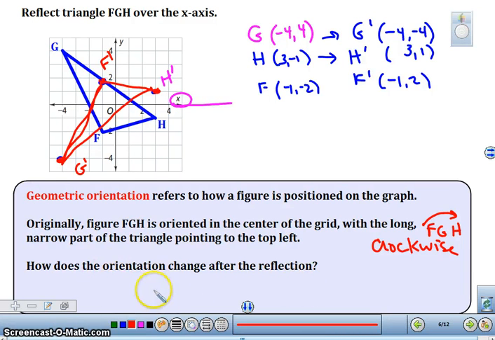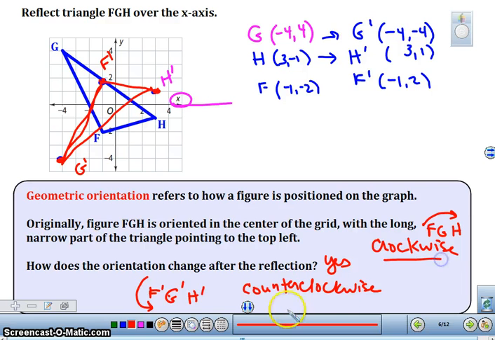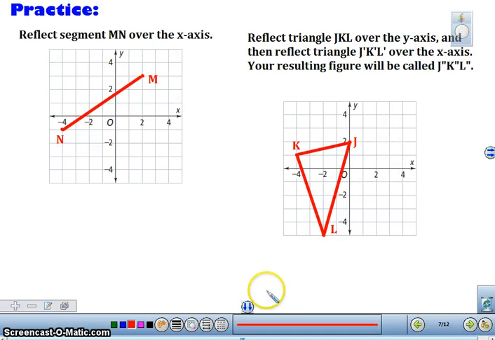Well, again, we still want to start at F, but this time we're going to start at F prime, then we're going to go to G prime, and then we're going to go to H prime. So if we're going in that order, from F prime to G prime to H prime, notice this time you're going to be going this way around, which we would say is counterclockwise. So the question is, does the reflection change the orientation? Yes. What are we referring to for our orientation? The clockwise and counterclockwise.